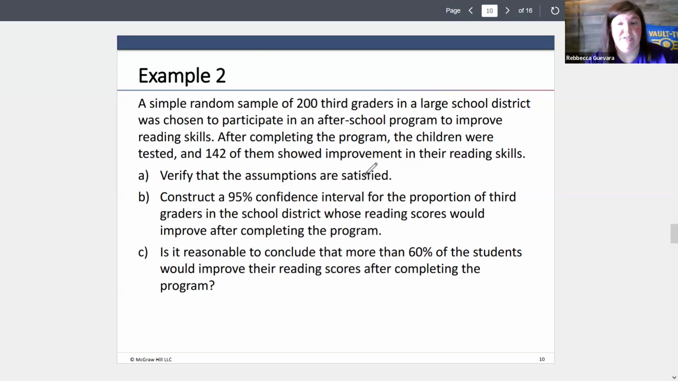So the first part is we want to test the assumption that we have a normal distribution of proportions. So n times p. Well, we have 200 third graders, and n times p is going to be 142, which is greater than 10. Then when we find n times 1 minus p, that's really just what's left over. So we had 200 people. We take out 142 of them, and that is going to leave us with 58, which is also greater than 10. So the assumption checks out.